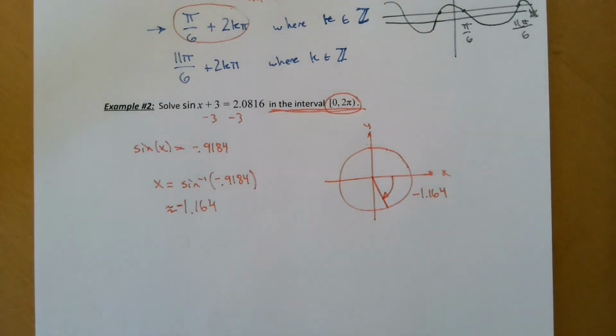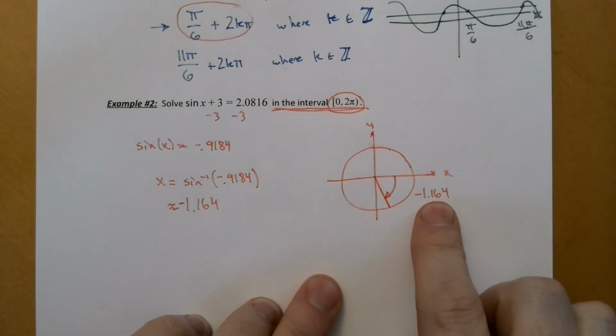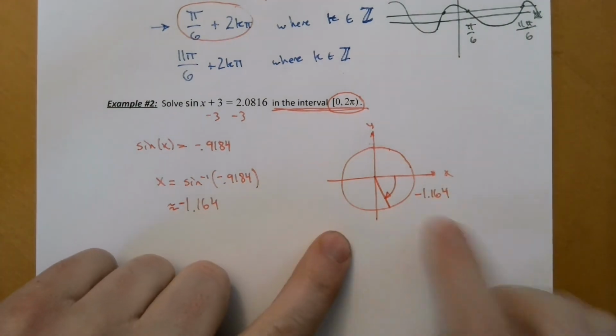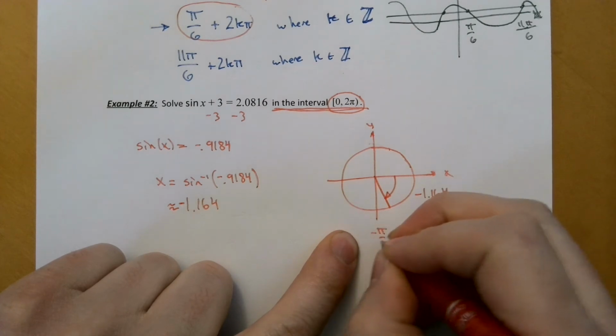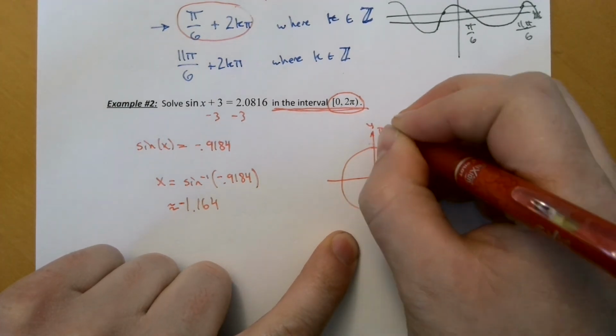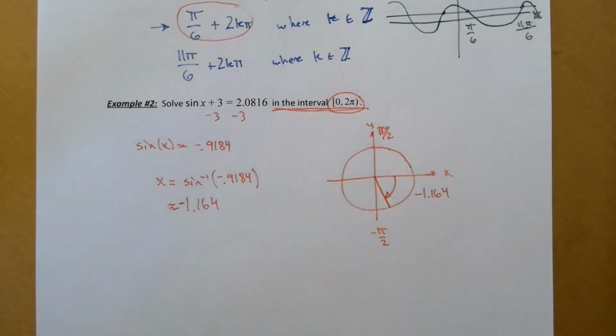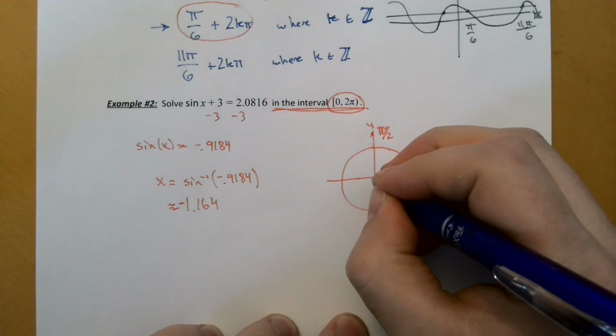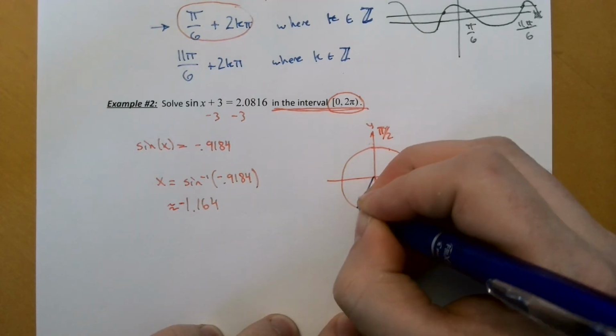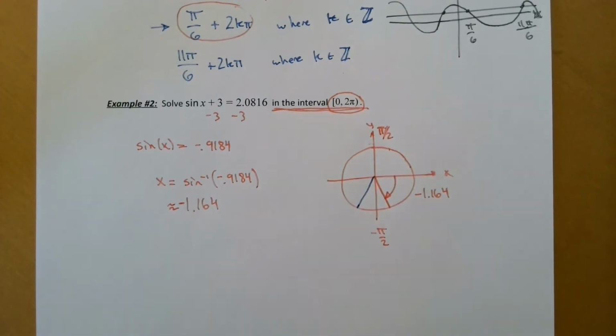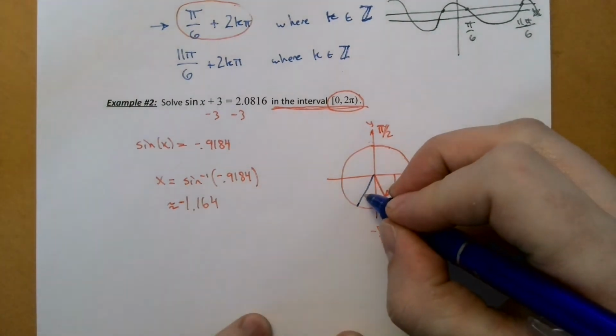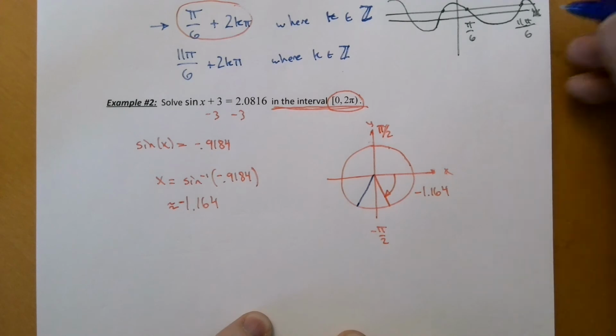So there's another value that our inverse trig function will not give us, because it only gives us outputs between here and here. That was so that we would have a function that was one-to-one when we restricted sine. So the other option is this one right here. The question is, what is that angle measure?